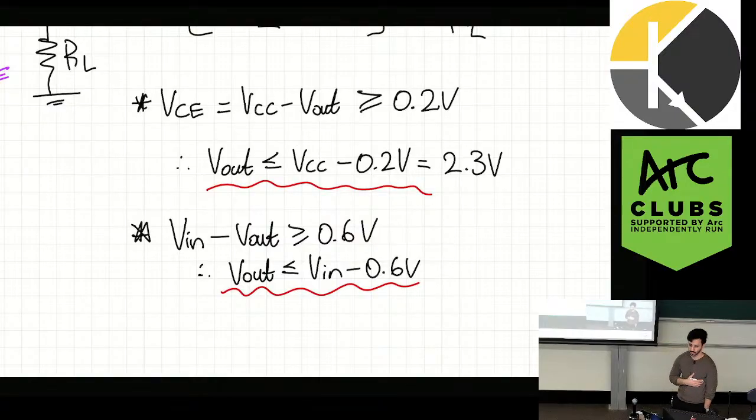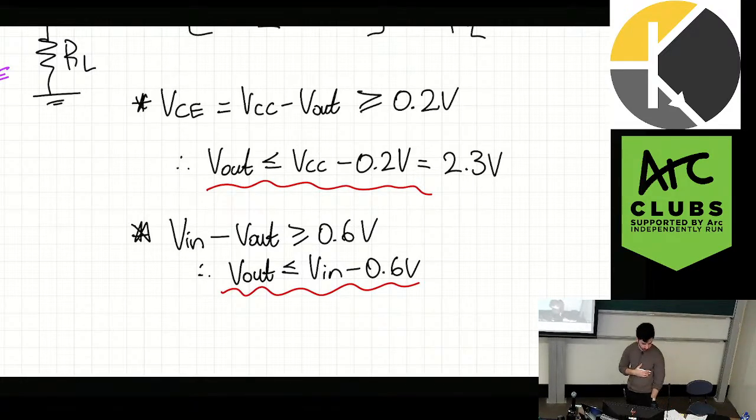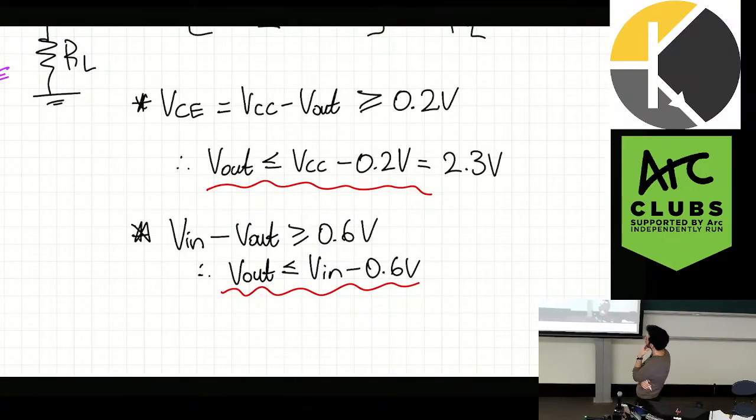Which one? Negative? We have to infer what Vn is, which is the problem. This one's a little difficult. We have to infer what Vn is. What do we think Vn is? 0.6? So 0.6 is VBE. If Vn is 0.6, then... Yeah, but is that the worst case? Tricky question.